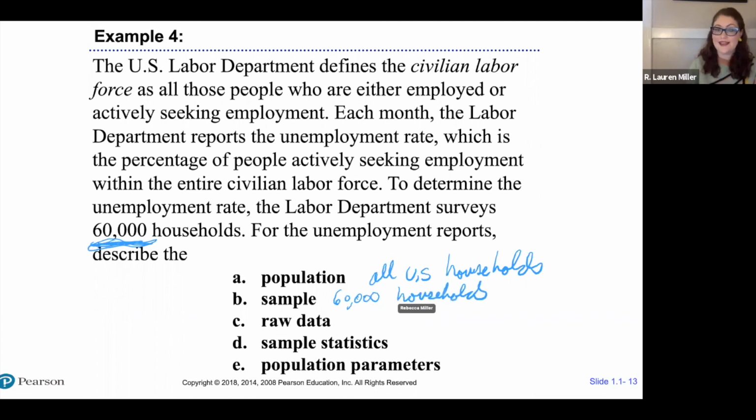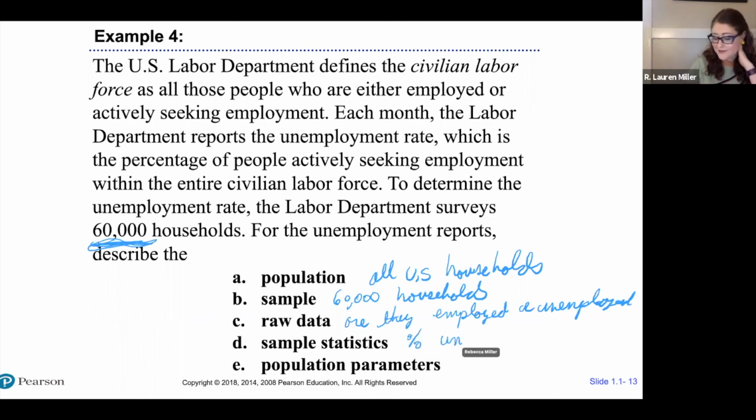The raw data is whether they are employed or unemployed. Okay, our sample statistic is going to be the percent that are unemployed, and there's something on my screen. And if we're really, really good and we took a representative sample, we can use that to estimate our parameter.